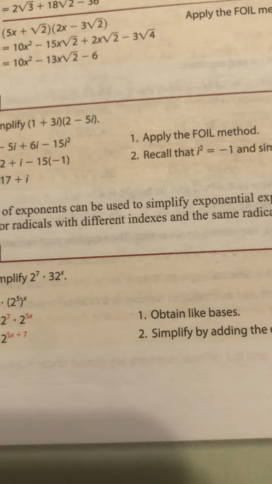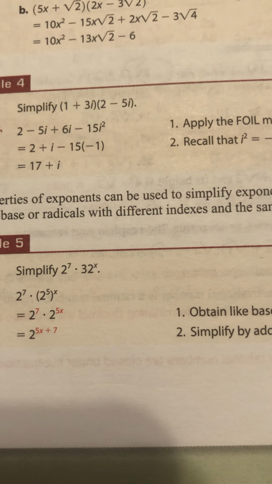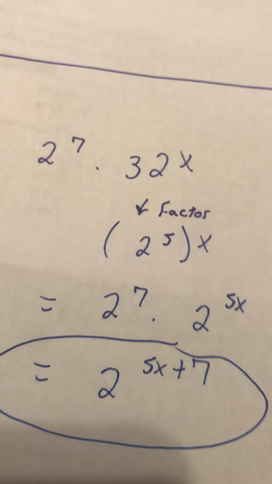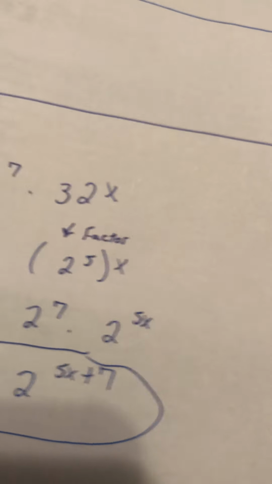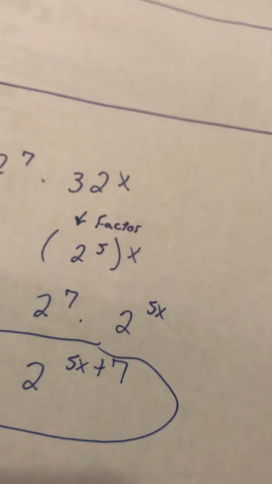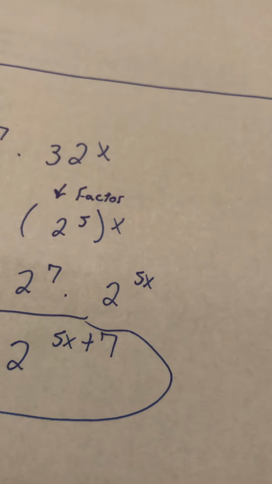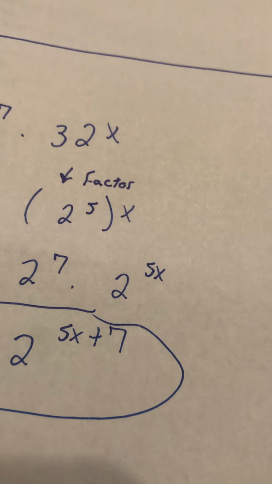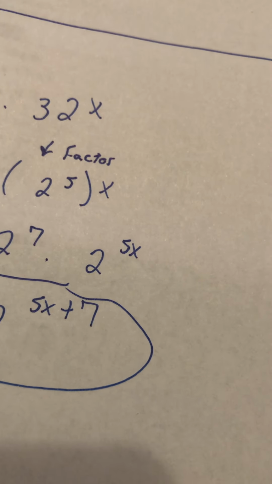All right, let's look at example 5 here. It's really, really simplistic also. So you got 2 to the 7th times 32x. What you're going to want to do here is factor. I went ahead and did 32. I factored it. It's 2 to the 5th. That means you do 2 times 2 times 2, 5 times, and that gives you 32x. I did that way I can do a combination at the end here.